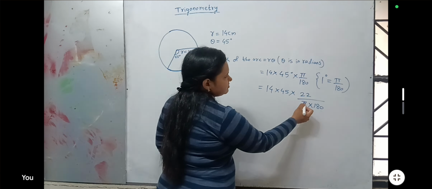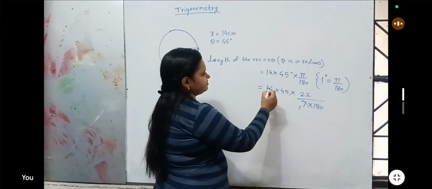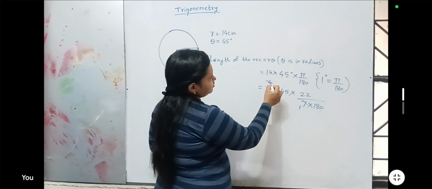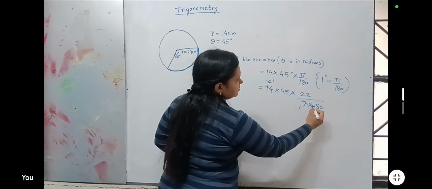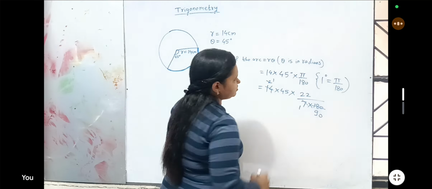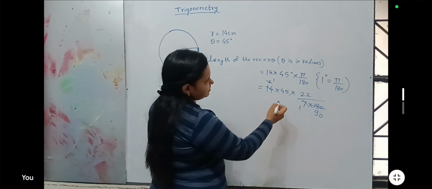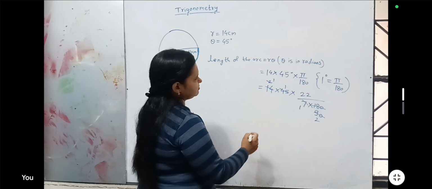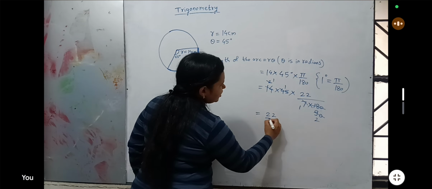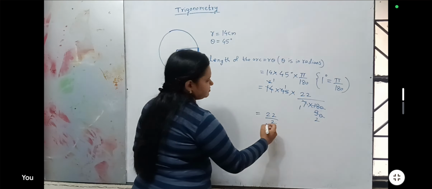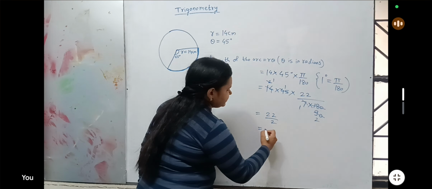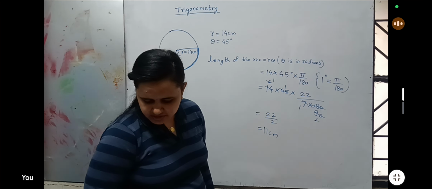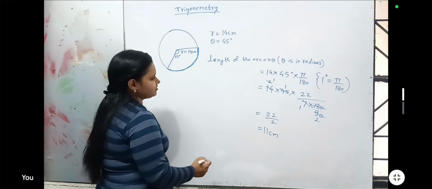Okay, then 7 ones are 7, 7 twos are 14. Then 2 ones are 2, 2 nines are 18, 2 zeros are 0. Okay. Then 45 ones are 45, 45 twos are 90. Then what is remaining? 22 upon 2. That is 11 centimeter. Okay. Then what is the length of the arc? It is 11 centimeter. Okay.